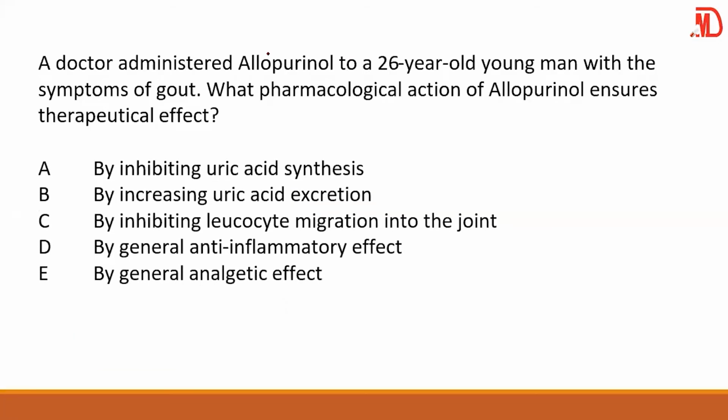A doctor administered allopurinol. Again, we have done allopurinol when we talked about uric acid, purines, and gout. We said in gout, there's an increased amount of what? Uric acid. And this uric acid is coming from what? From purine metabolism. Purine is a form of nucleotide. They are coming from the purine metabolism.